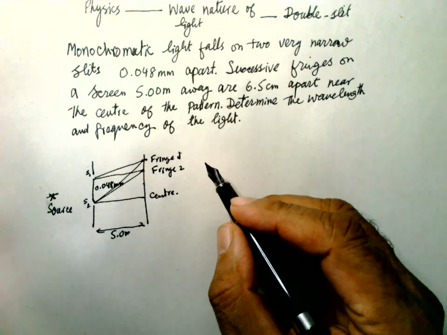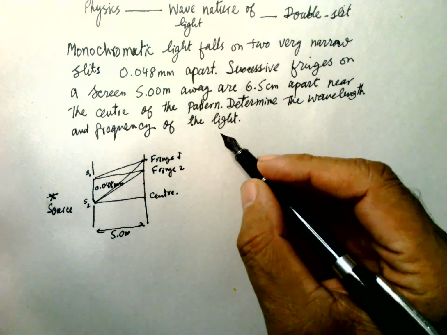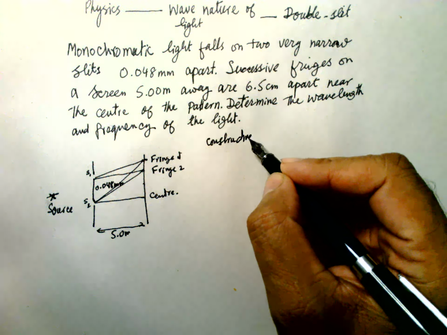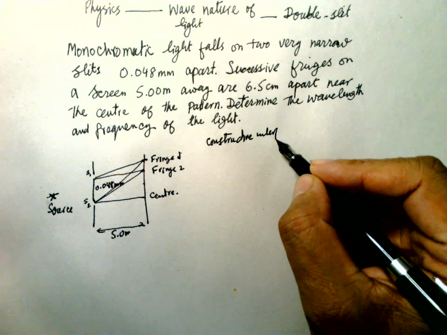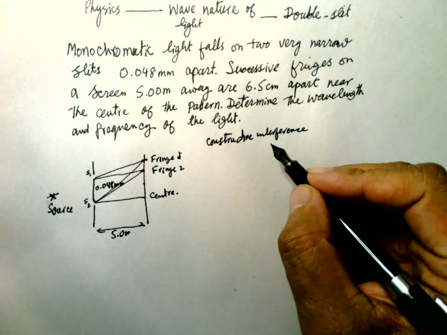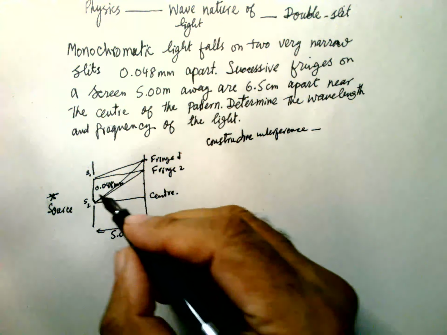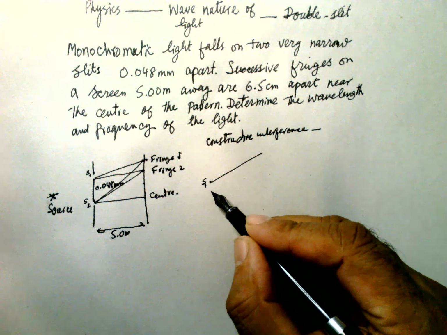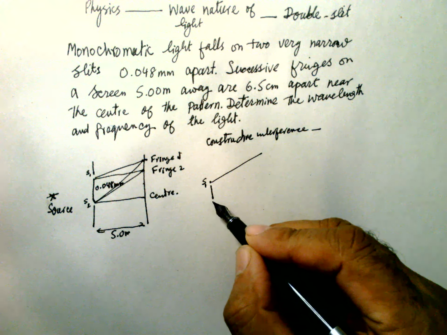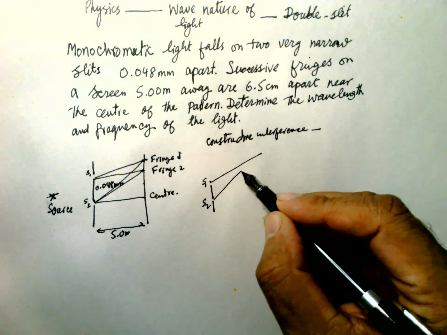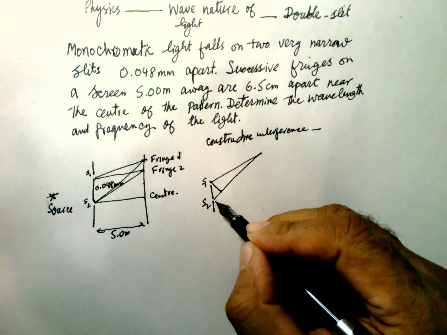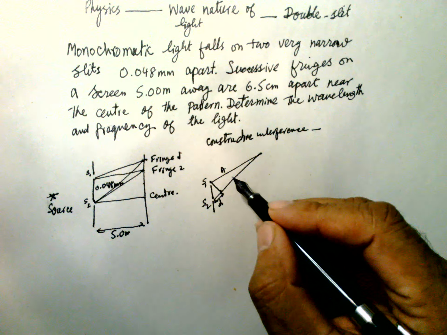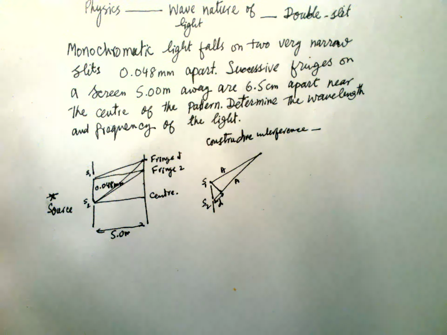Okay. So constructive interference. So the path difference. This is S1, and this is slit S2. So this is the path difference. This is a distance. This is a distance. This is the extra distance.